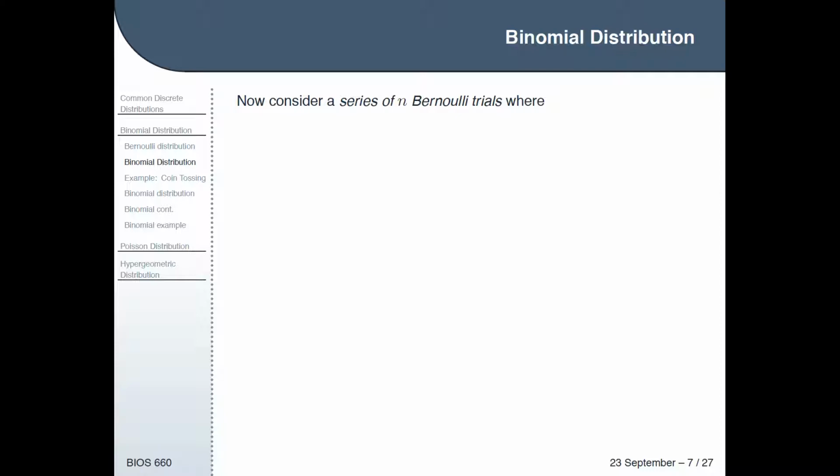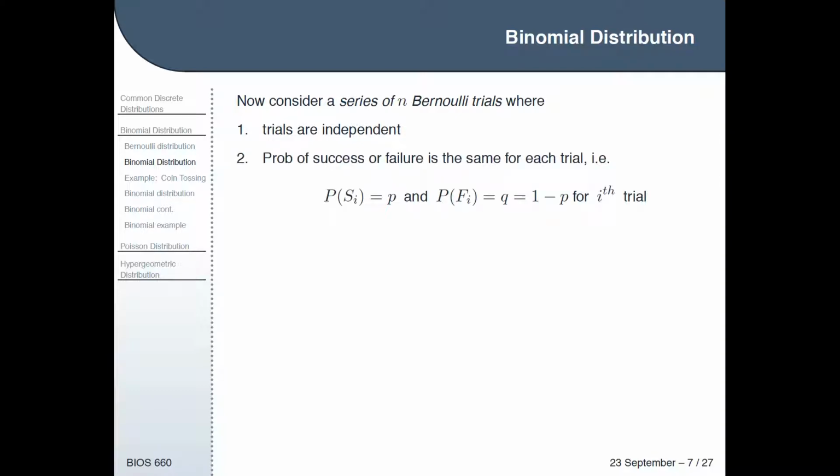So now let's say that we do a series of n Bernoulli trials where each trial is independent of the other trials, and the probability of success or failure is the same for each trial. That is, for the ith trial, the probability of success is p, and the probability of failure is 1 minus p. This probability does not change over the various trials.